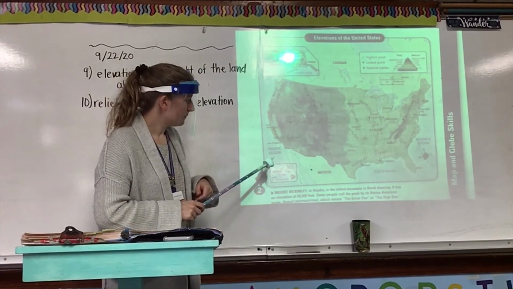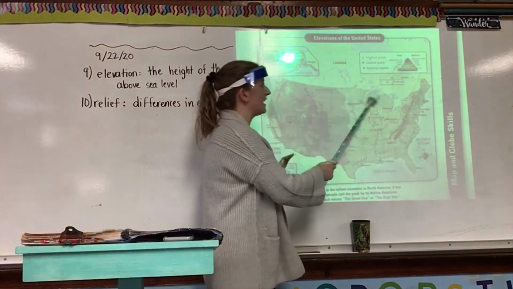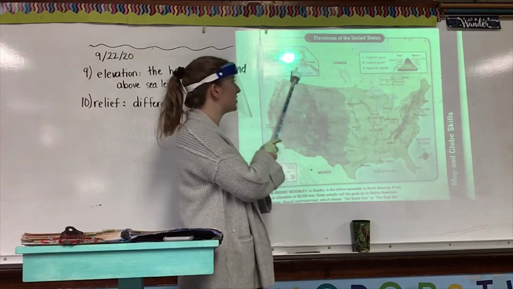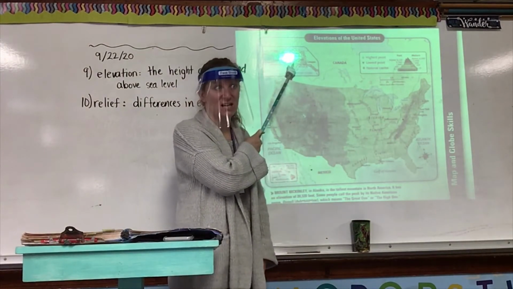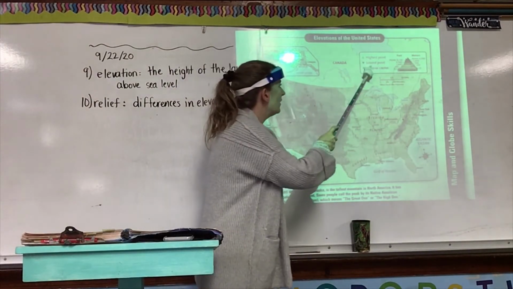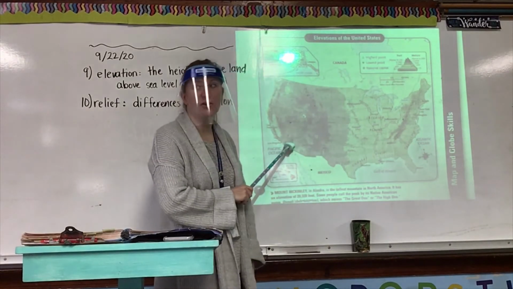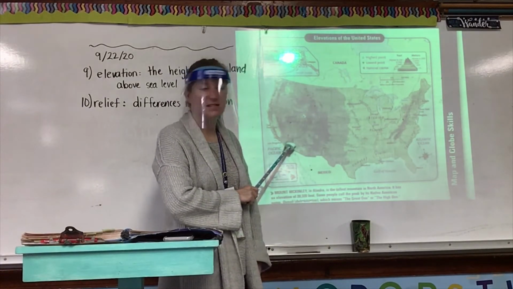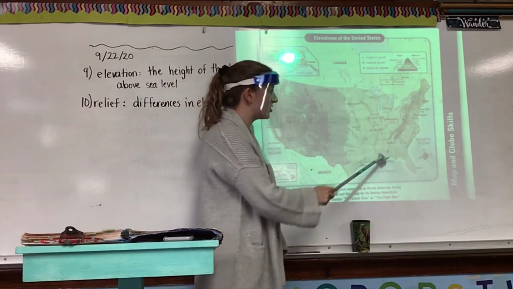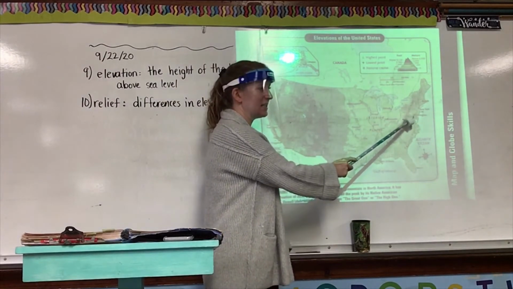Okay. So now let's look at the rest of the key. So we know the highest point is Mount McKinley. It's 20,320 feet above sea level. We know the lowest point is Death Valley. It's 282 feet below sea level. And then, of course, the national capital, which is Washington, D.C.